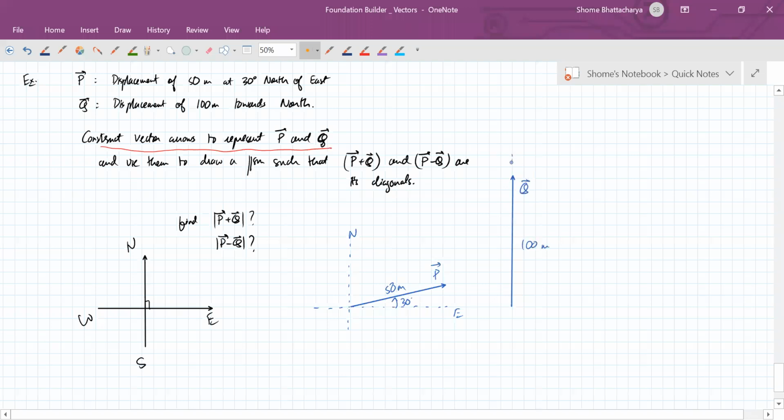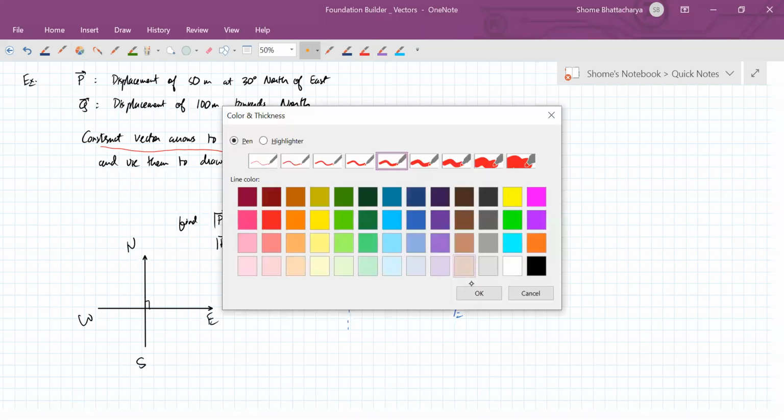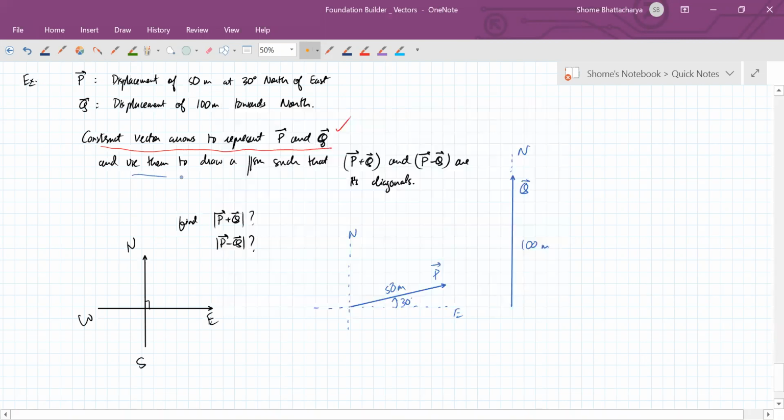So directly pointing towards north. So these are the individual vectors P and Q. So I've done this part now. Next thing I want to understand is how their parallelogram will look. How will we use them to construct a parallelogram?